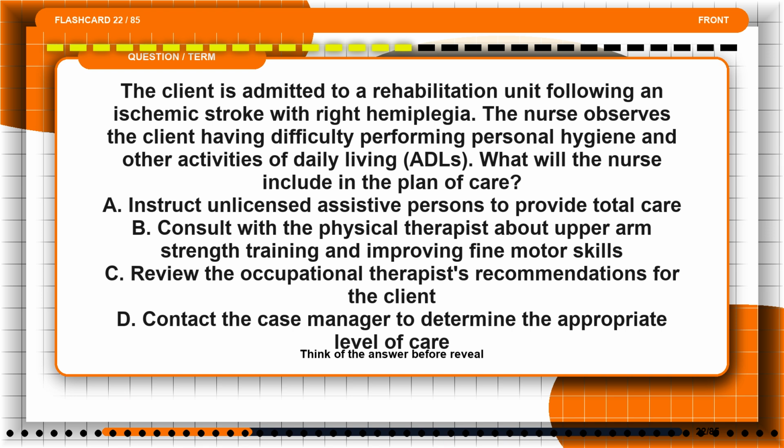A. Instruct unlicensed assistive persons to provide total care. B. Consult with the physical therapist about upper arm strength training and improving fine motor skills. C. Review the occupational therapist's recommendations for the client. D. Contact the case manager to determine the appropriate level of care. Think of the answer before the reveal.